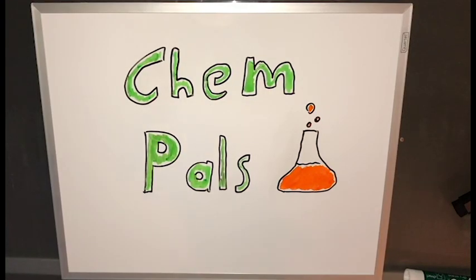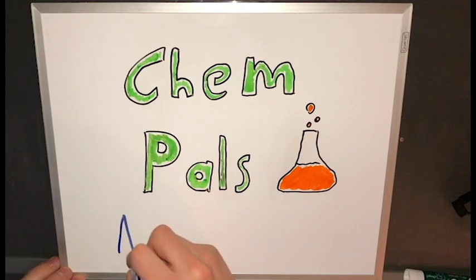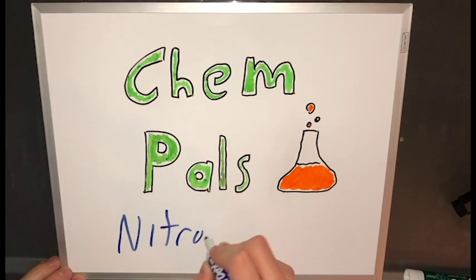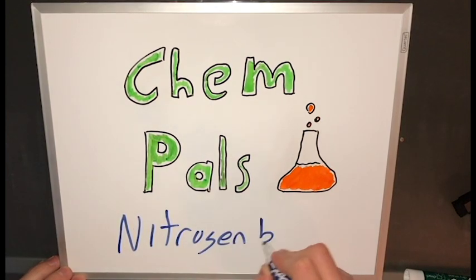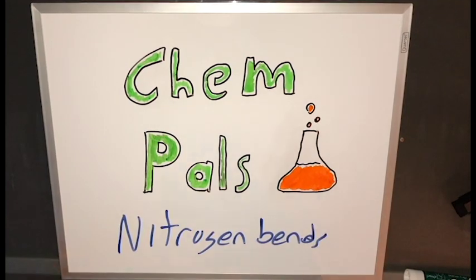Hello, my chemistry pals. Today we will be discussing the nitrogen and oxygen gas buffer system that divers experience when ascending and descending, and what happens when the system is disturbed, which is called nitrogen bends.